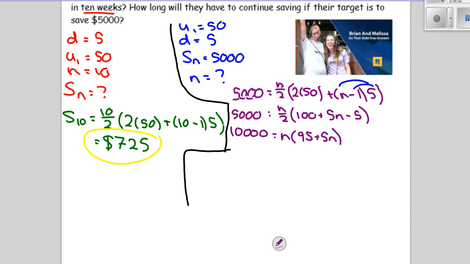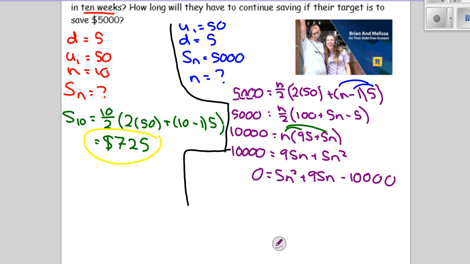What would you do next? Expand is a good idea. You might end up with a quadratic. Quadratics are coming back. And solving for a quadratic, we want to make it 0. Exactly, just subtract fully to get the 0 first. 0 equals 5n squared plus 95n. Then subtract 10,000.